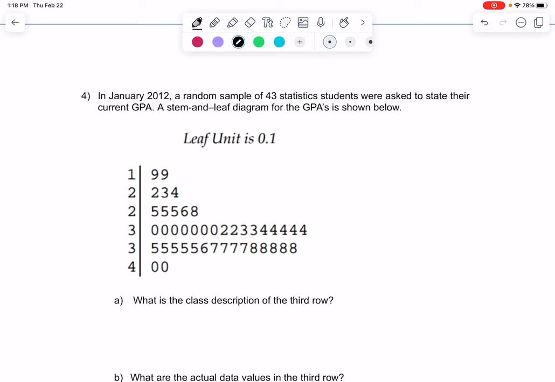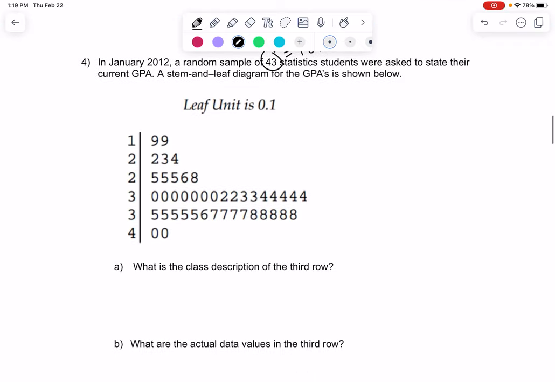So let's look at a stem leaf. So we have 43 students, so that means my total is 43. And we're looking at their GPA. So the class descriptions are like, how do we describe each row? So the first row, since we have two leaves per stem, 2, 2, 3, 3, 4, 4, that means we're going by fives. So rather than 1.0 to 1.9, it's 1.5 to 1.9. And I know it's 0.5 because of the 0.1 right here.